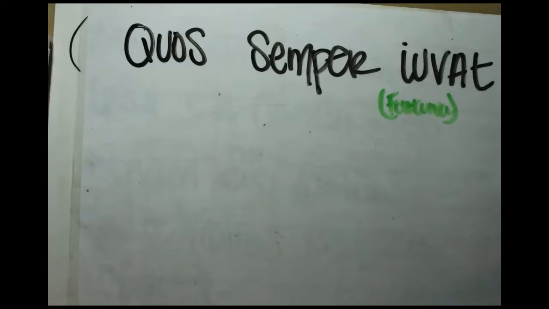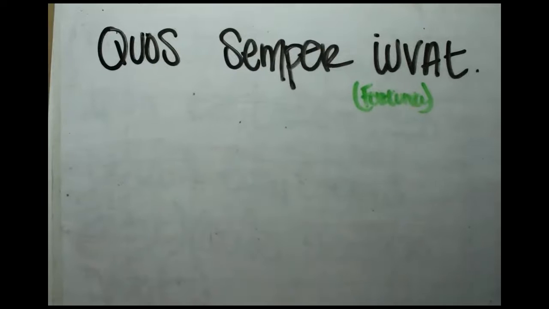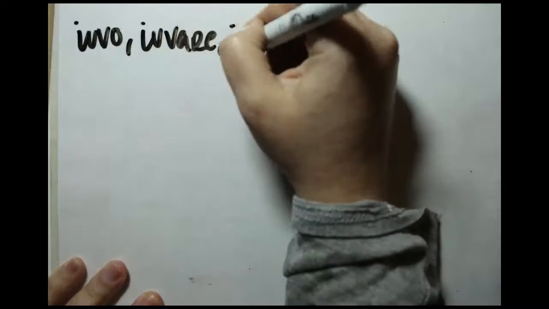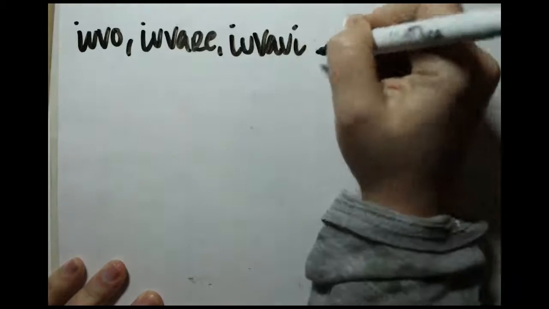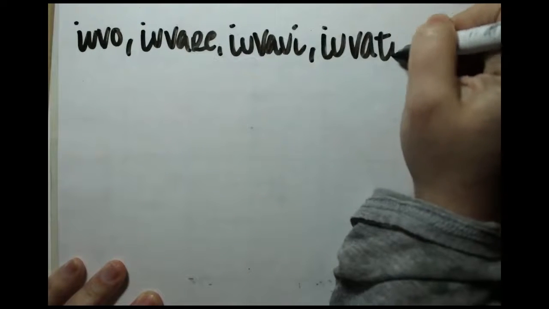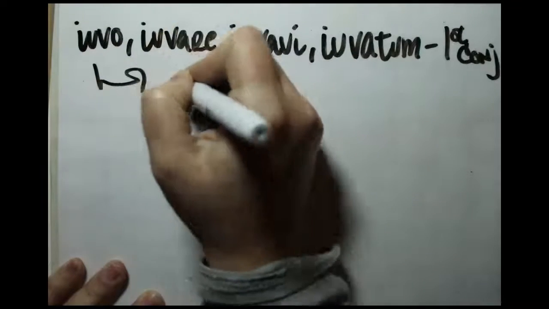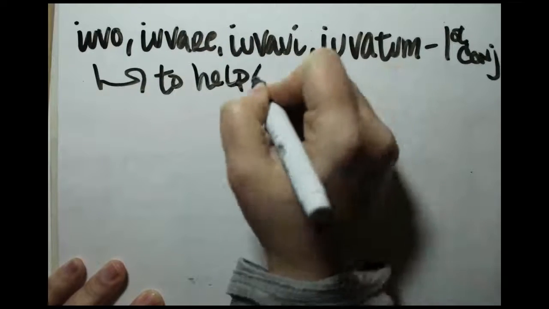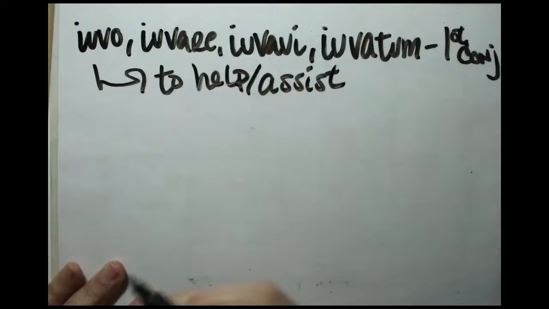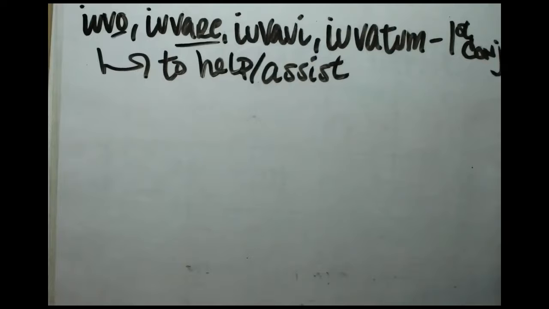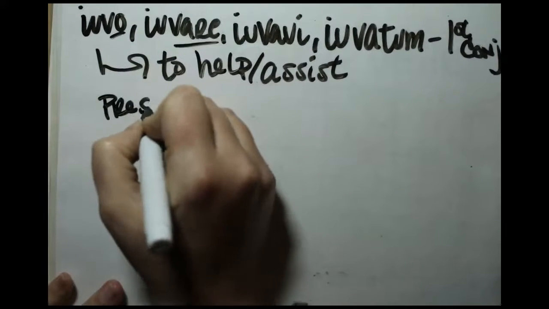Let's get a sheet of paper and conjugate that really quickly. Iuvat comes from iuvo, iuvare, iuvavi, iuvatum. This is a first conjugation verb, and it means to help, to assist. All right. The O at the beginning, but the ARE indicates that we are in first conjugation. Let's get this charted.